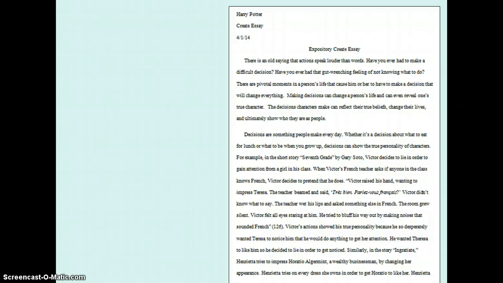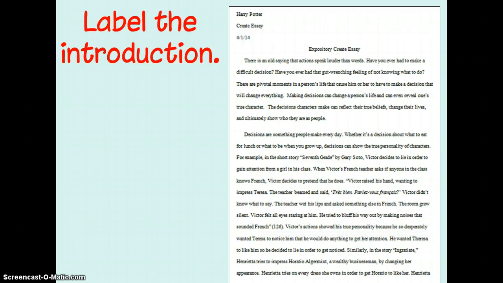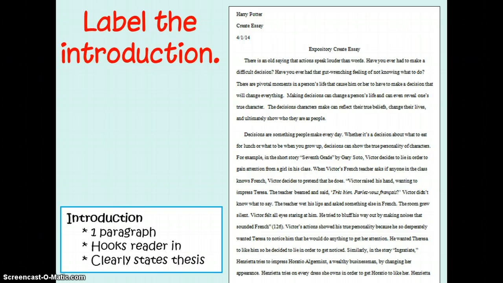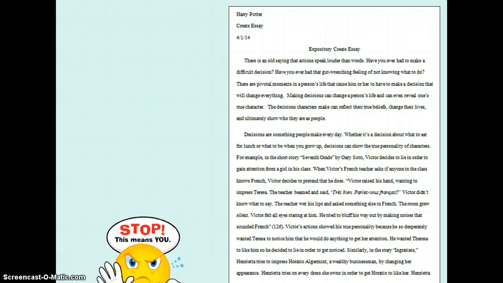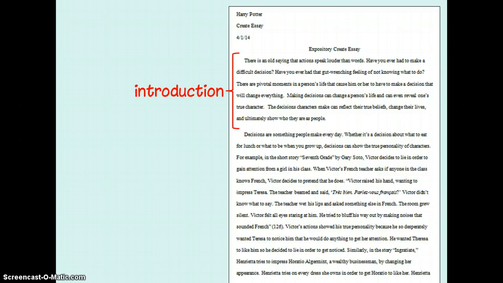Let's look at that first page. The first thing I'd like you to do is to label the introduction. And in case you need a little reminder, this is one paragraph. Its job is to hook the reader in and clearly state the thesis. So right now, go ahead and stop the recording and find and label that introduction. All right, there it is. Hopefully you found that first paragraph that begins with, "There is an old saying that actions speak louder than words." That's our intro.